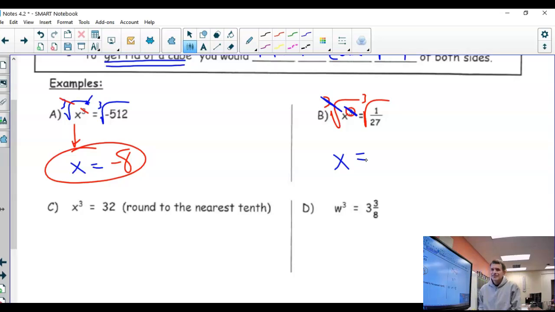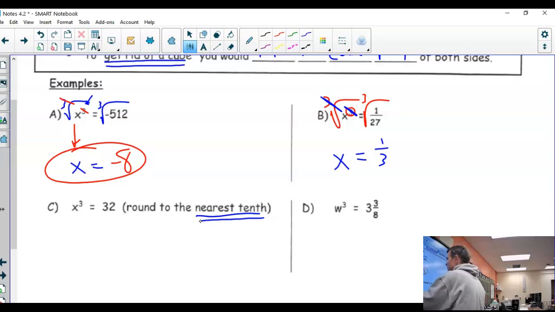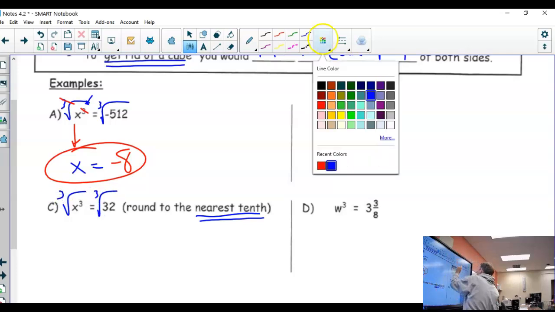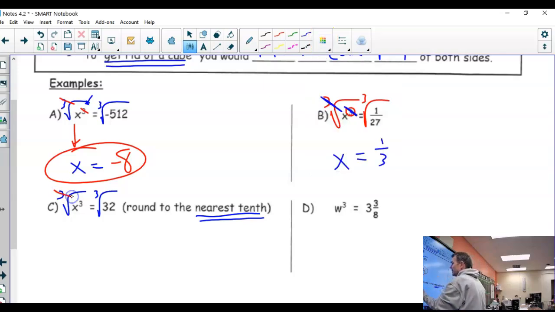And on my calculator, look, boom, boom, boom. Uh-oh, cube root of 1 over 27. It's 1/3. All right, so both of those were nice answers. This one's not so nice. I want x cubed equals 32. So some number to the third power equals 32. And this time I'm going to round my answer to the nearest tenth. And again, I want to get rid of the exponent 3, which is the cube. So I'm going to do the opposite. I'm going to take the cube root. And that will cancel out the exponent.